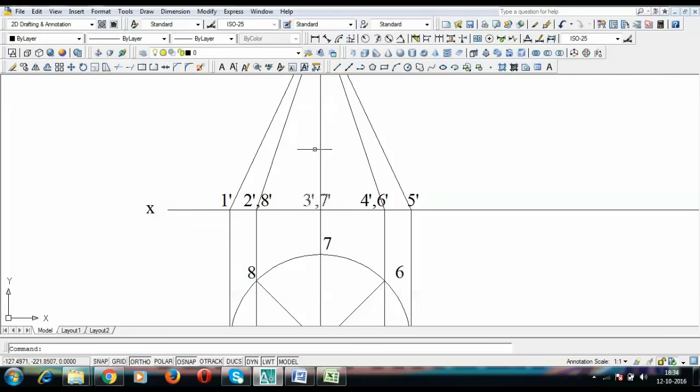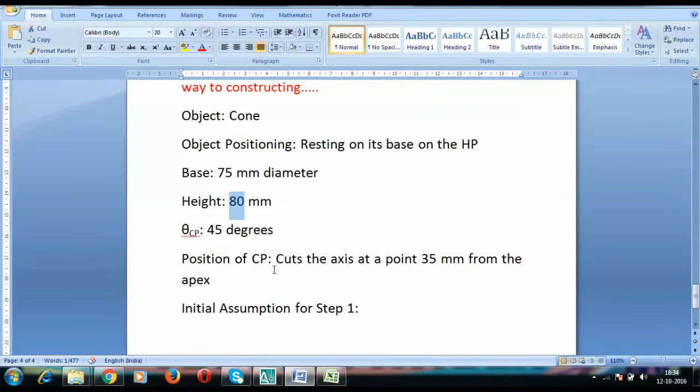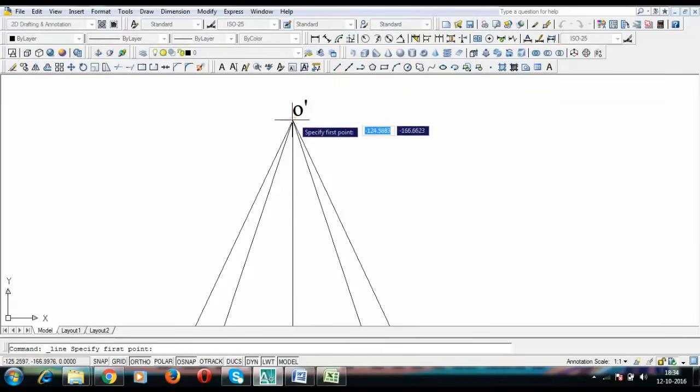Well guys, that's it. And now the front view and top view is done. The next thing is to locate and position what you call the cutting plane or the section plane. Now let us read about the section plane and its orientation. It cuts the axis at a point 35 mm from the apex. So let us put a point down below from the apex, 35 millimeters. All right, so we have this and we need to go 35 mm below.